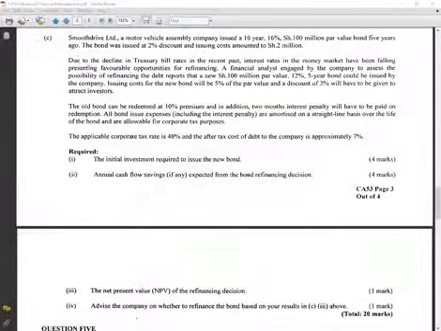Due to the decline in treasury bill rates in the recent past, interest rates in the money market have been falling, presenting favorable opportunities for refinancing. A financial analyst engaged by the company to assess the possibility of refinancing the debt reports that a new shillings 100 million par value, 12% is our interest rate. So 12% times 100 gives us how much here? It gives us 12. And then now we have the tax benefits.